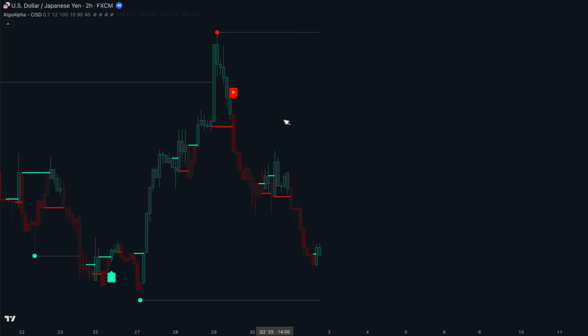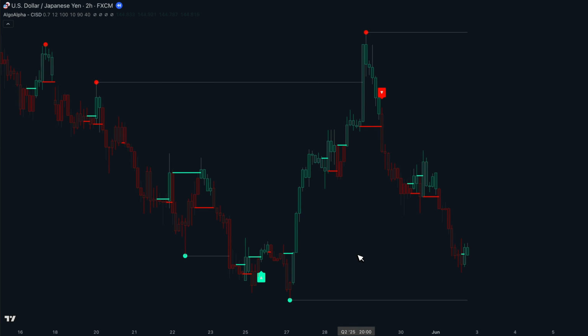You'll also notice candles turning green or red. These are not normal candle colors. Green candles mean the indicator is currently in a bullish delivery state. Red candles mean the indicator is in a bearish delivery state. They help you stay aligned with the current market intent.